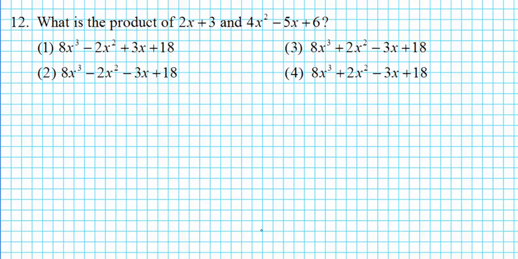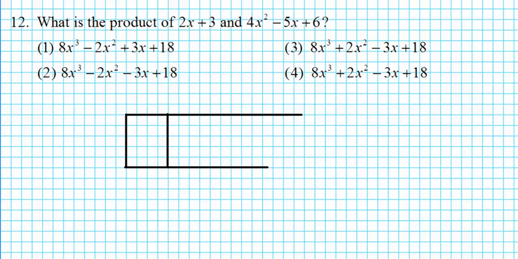All right, let's take a look at question 12. It says, what is the product of 2x plus 3 and 4x squared minus 5x plus 6? In this case, you're multiplying a binomial with a trinomial. There are different ways you can do it, but let me show you this neat little method. It's called the box method. What we'll do is basically create a multiplication grid and use it to find the product of these two polynomial functions.